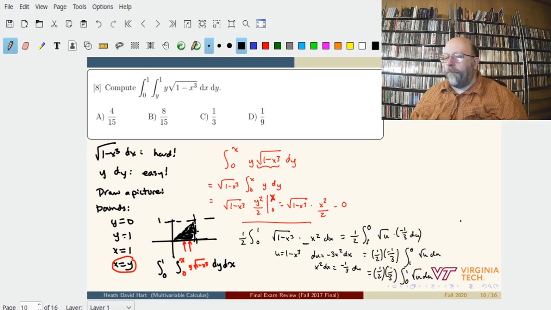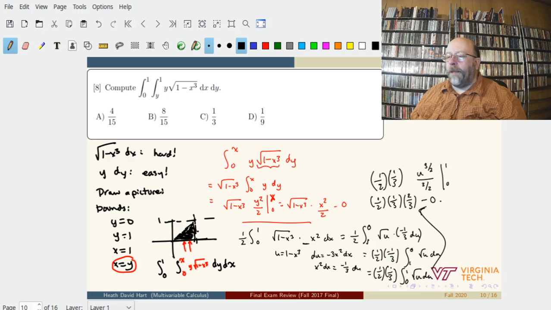Oh, all right, I'm running out of space, but that equals 1/2 times 1/3 times the square root of u. The integral of that will be u to the 3/2 over 3/2. And we're going to plug in 0 and 1. When I plug in 1, I get 1 over 3/2, which is 2/3. And when I plug in 0, I get 0. And so this, again, it ends up giving me 2 on the top and 18 on the bottom. I can reduce the 2's, and I get a total of 1/9.